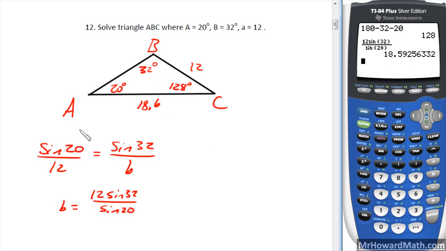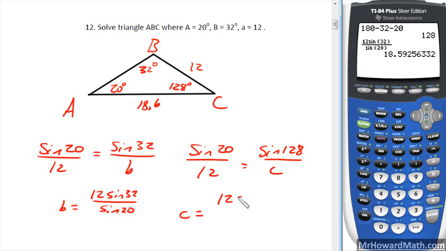For this side, we'll use the same setup to find c, only we'll change that to 128 and that to c. So I'll keep that same ratio, sine 20 over 12, keep that one. It's always more efficient if you use the same one each time. It just makes it easier for your calculator. So that'd be sine 128 all over c. So little c is equal to 12 sine 128 all over sine of 20.